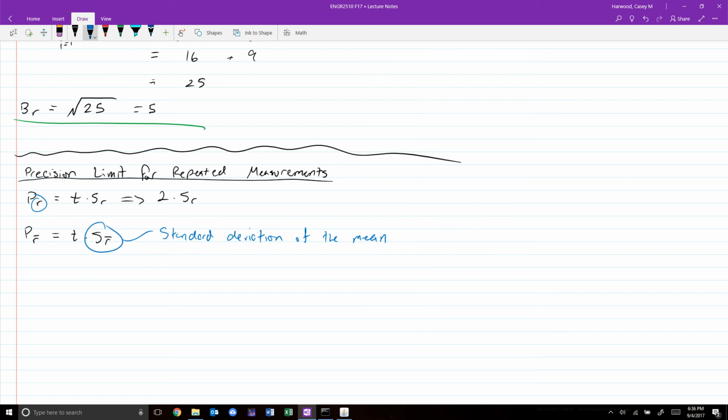Because averaging is such a good way of smoothing out random error in the data, you're able to tighten up your estimate of something by taking the average and comparing those averages. So the sample standard deviation of the mean, S sub R bar, is equal to S sub R over the square root of M, where M is the number of data points that you're working with, the number of repetitions of that experiment. So in the pre-lab, M equals 10.